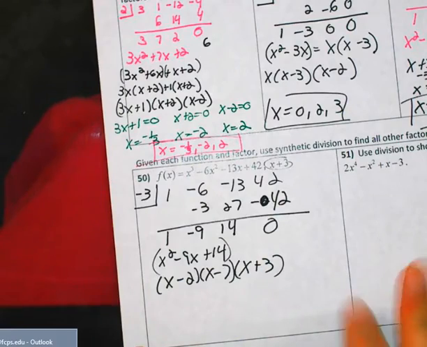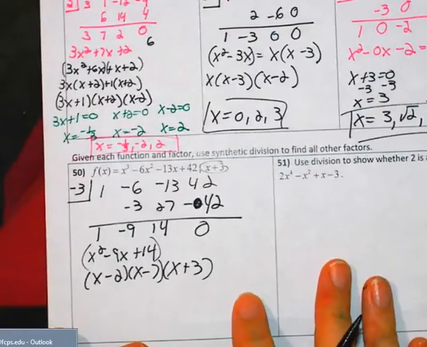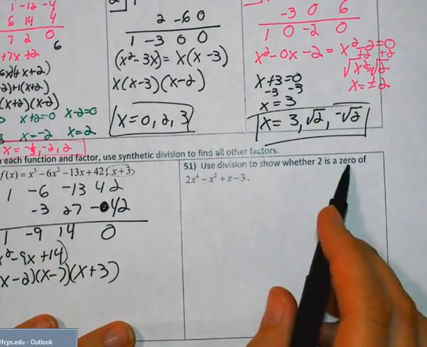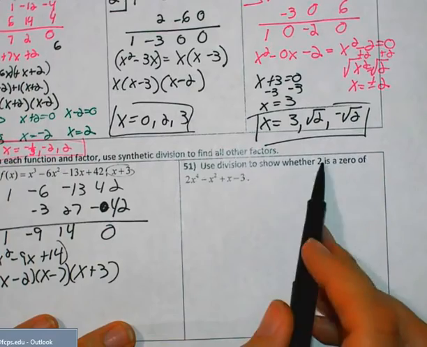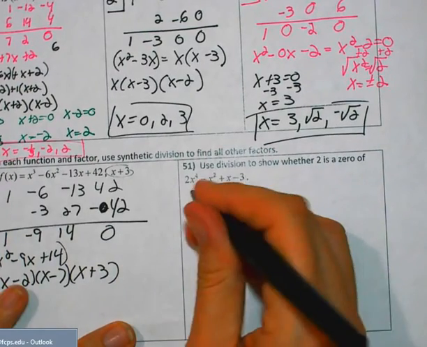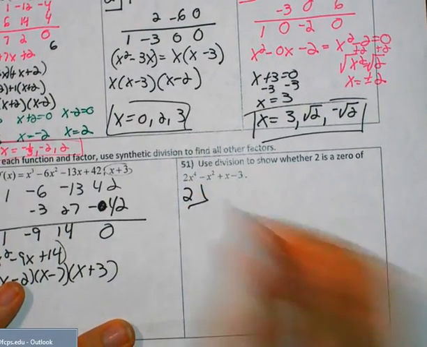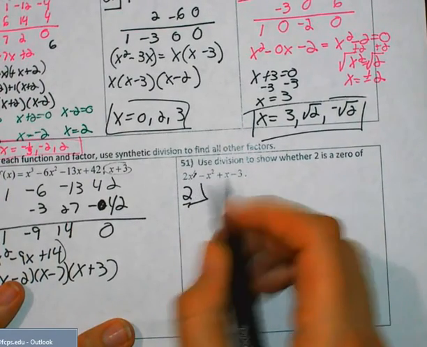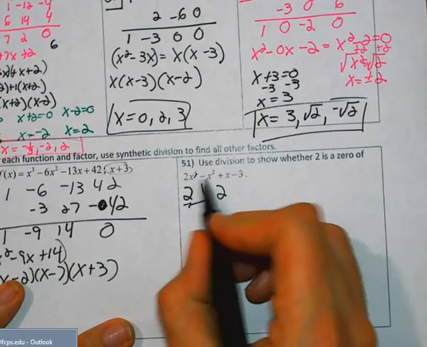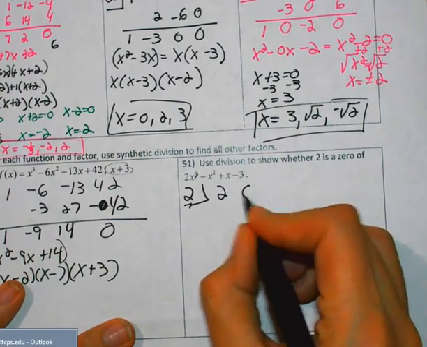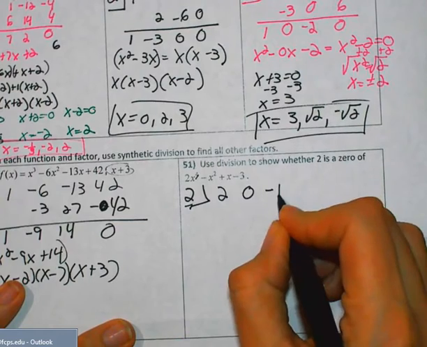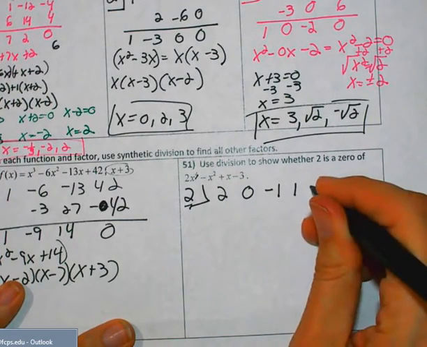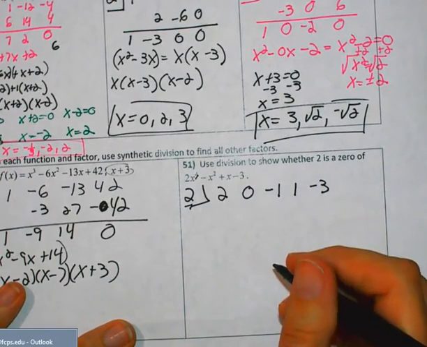Okay, so let's take a look at the next one. Use division to show whether 2 is a 0. Notice they didn't give us the factor this time, so I'm going to put just the 2 on the outside. I don't need to change the sign. And then I have x to the 4th, so I'm going to put 2. Notice there's no x to the 3rd, which means I have to put a 0. x squared, which is negative 1. x, which is 1. And then our constant, which is negative 3.